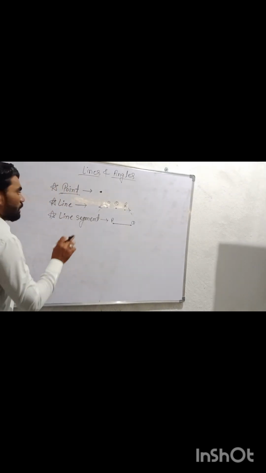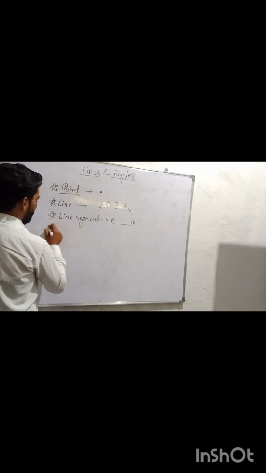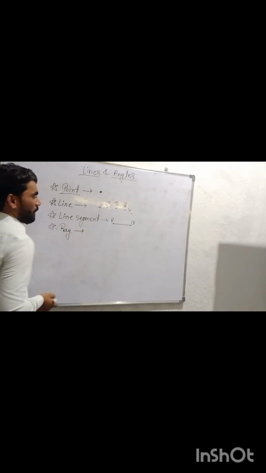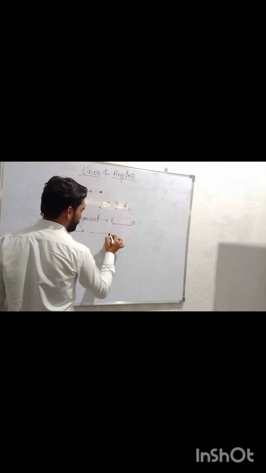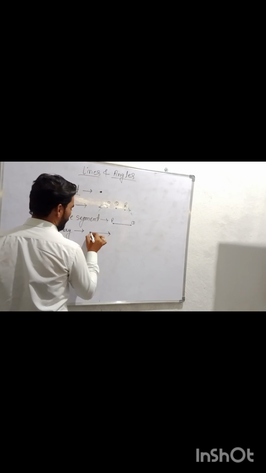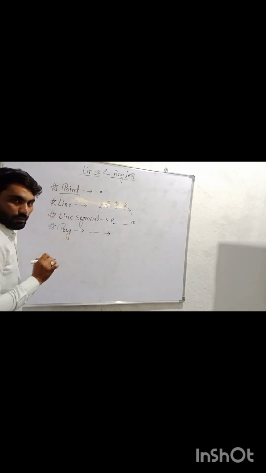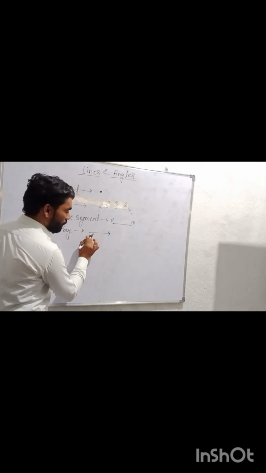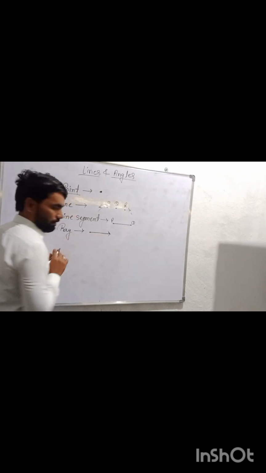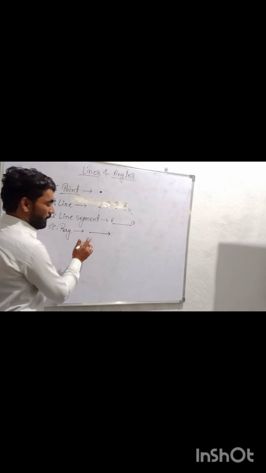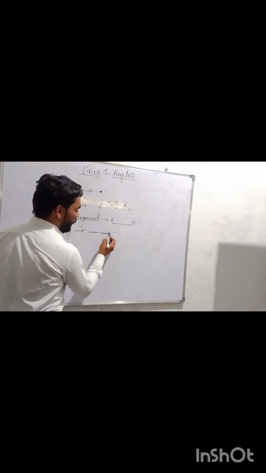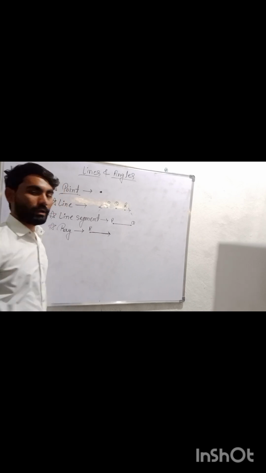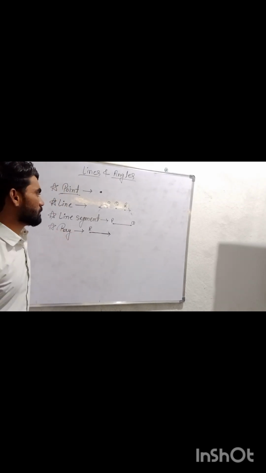Next one is a ray. Ray means this is a ray. It has a starting point. You can see here it has a starting point only, and we can extend it in only one direction. This is a ray. Okay, dear students.